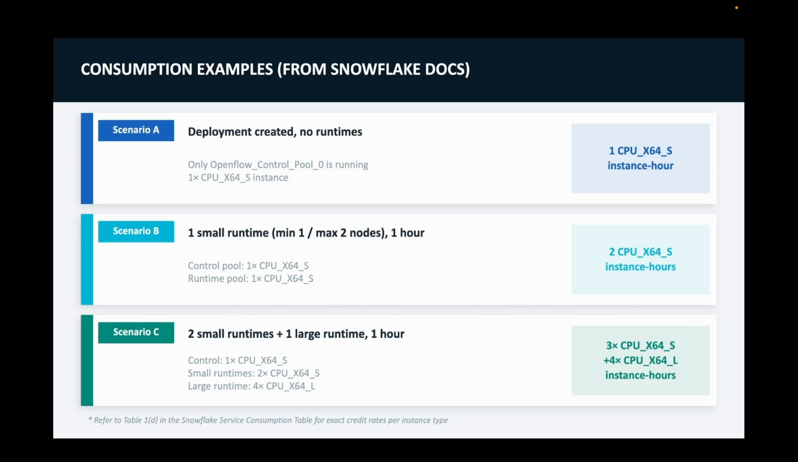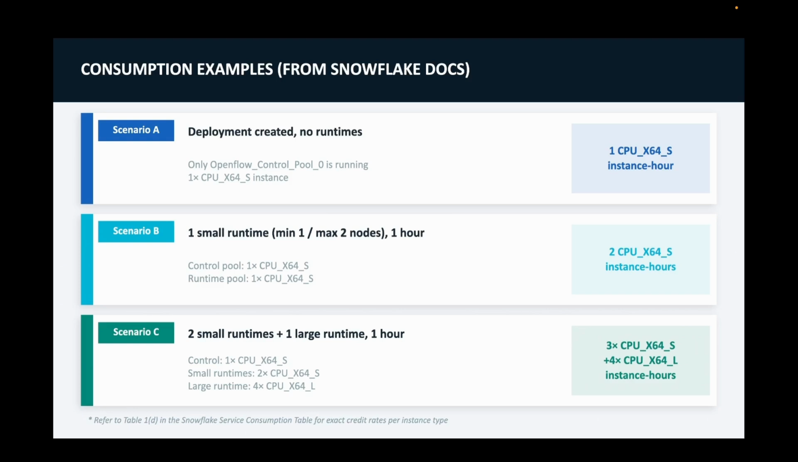Consumption examples from Snowflake docs. A deployment is created and no runtimes, so you will be charged only for the control pool that is currently running. You'll see one node that is running on the CPU x64s family. In scenario B, you would see one small runtime, min and max two nodes, which means there are two nodes running for 1 hour, and the control pool will be using one CPU and the runtime pool will be using one CPU. So you'll be charged for two CPU x64s.